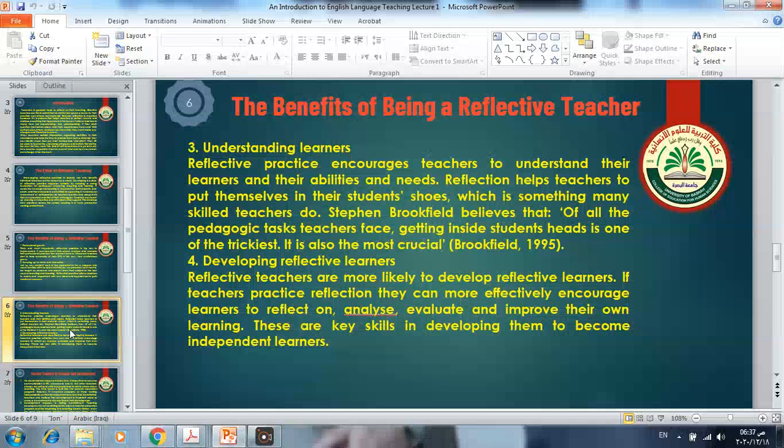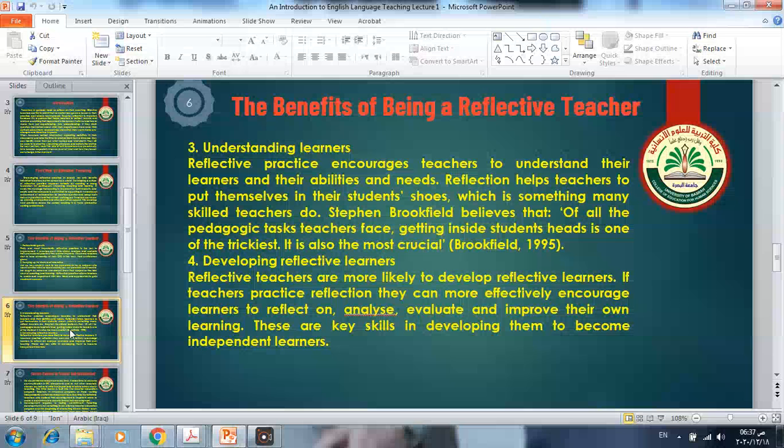Benefit number 4, developing reflective learners. Reflective teachers are more likely to develop reflective learners. So if teachers practice reflection, they can more effectively encourage learners to reflect on, analyze, evaluate, and improve their own learning. These are key skills in developing them to become independent learners. So when the teachers reflect on their teaching, they also will help their learners to reflect on their learning.